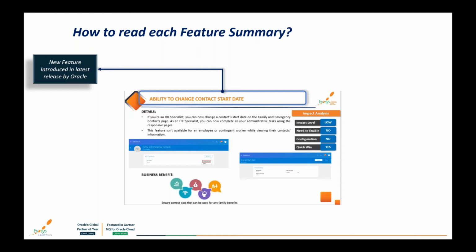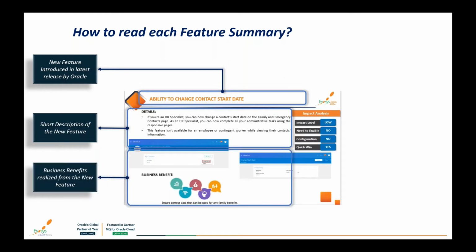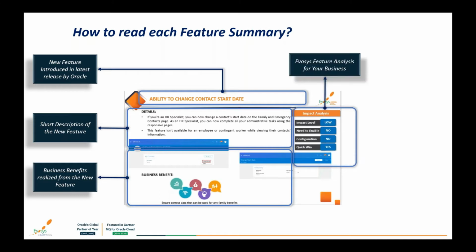Each slide includes the name of the feature as well as a short description of the release to better inform you and give you a brief on what the feature is for. We include a business benefit section there to help you understand how advantageous it may be to your organization with the outcomes it could give you. We also include on the right-hand side an impact analysis with 4 main areas.